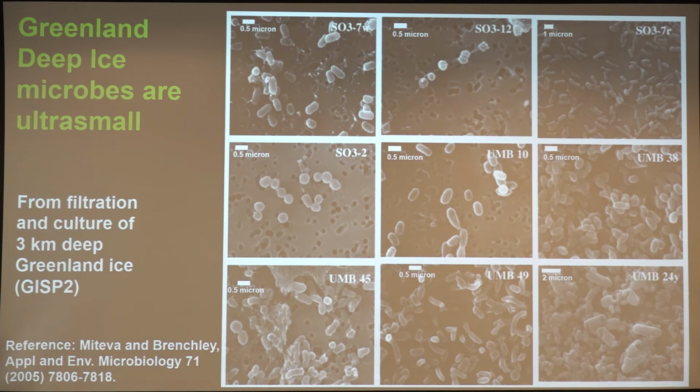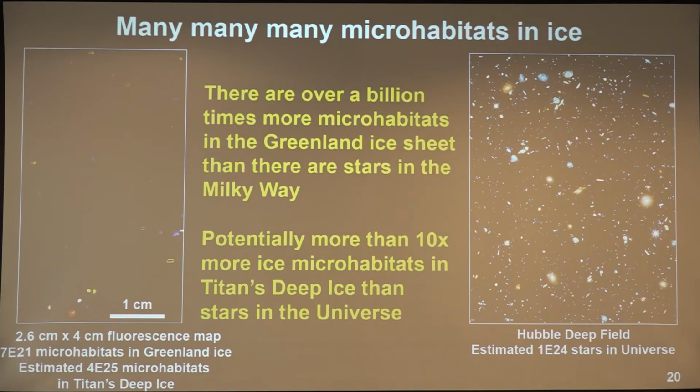Right, so what that means is that you have these tiny little microhabitats in the ice. So we did the math of looking at how many of these microhabitats could exist. And when we realized they're like a micron or a millimeter across, we see how many there are in our images, we figured out that there's more microhabitats in the Greenland ice sheet than there are stars in the Milky Way.